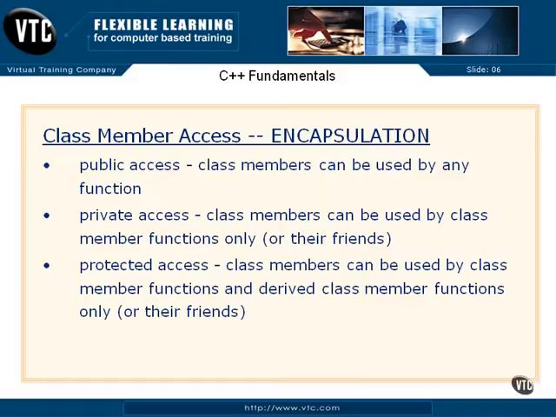Protected is kind of a combination. Protected access says that the class members can be used by the member functions of the same class and by any derived class member functions. So if we have a higher level class of car, and then we derive a class below that of Ford, then the derived class could make use of things in the car class that it has been derived from, but nobody else could get to it. So you kind of have a family tree going on here of classes when you have derived classes like that.